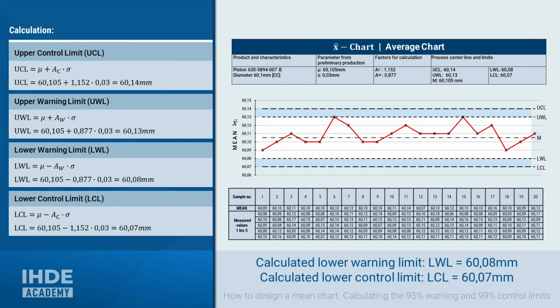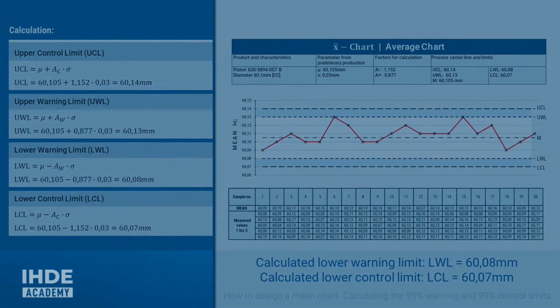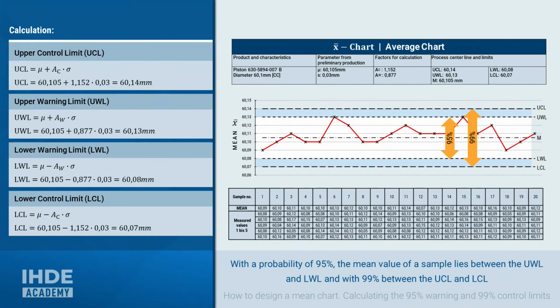And we get a value of 60.08 mm for the lower warning limit and a value of 60.07 for the lower control limit. Both limits can also be found in the control chart. But what do these limits mean?